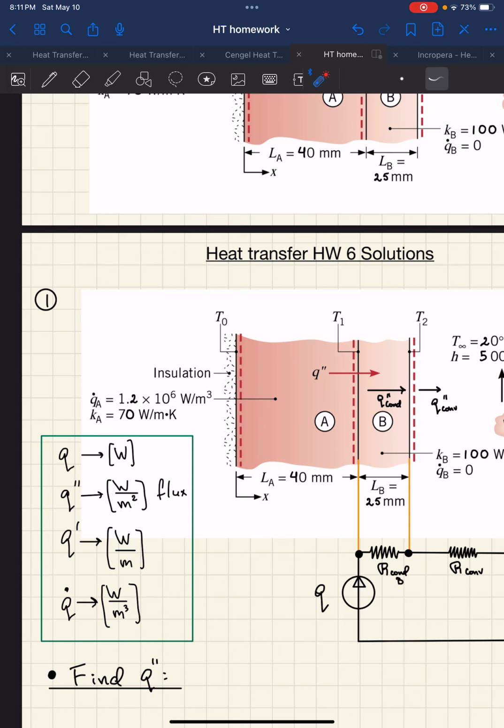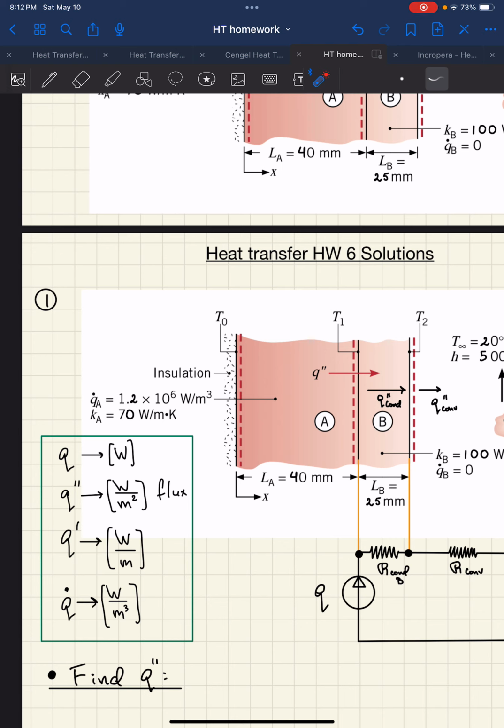Another common one is q prime. This is what Incropera calls watts per meter. So the double prime, I like to think of it as the exponent of the meters in the denominator of the units. So for example, double prime means watts per meter squared, two primes, right? One prime is just watts per meter.